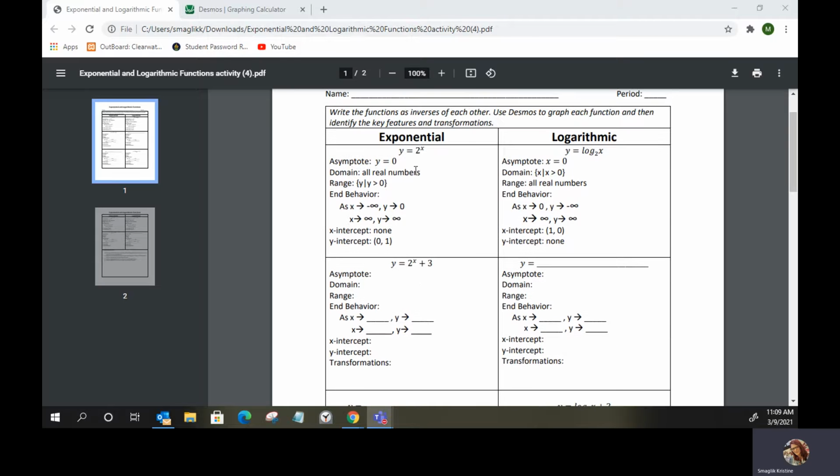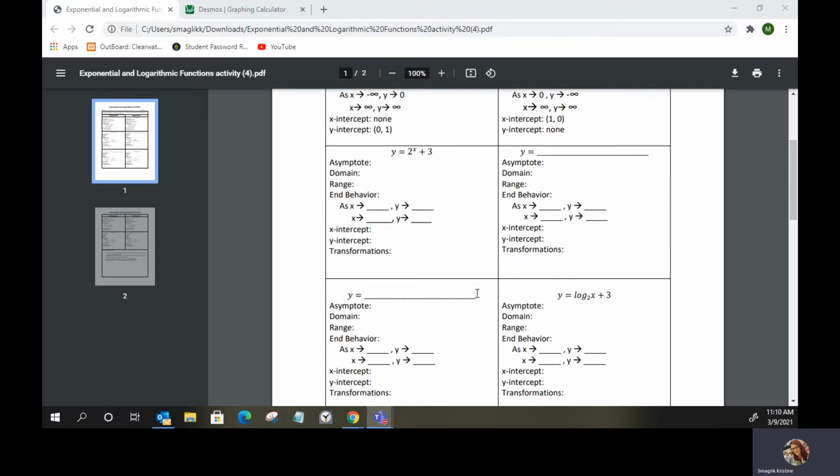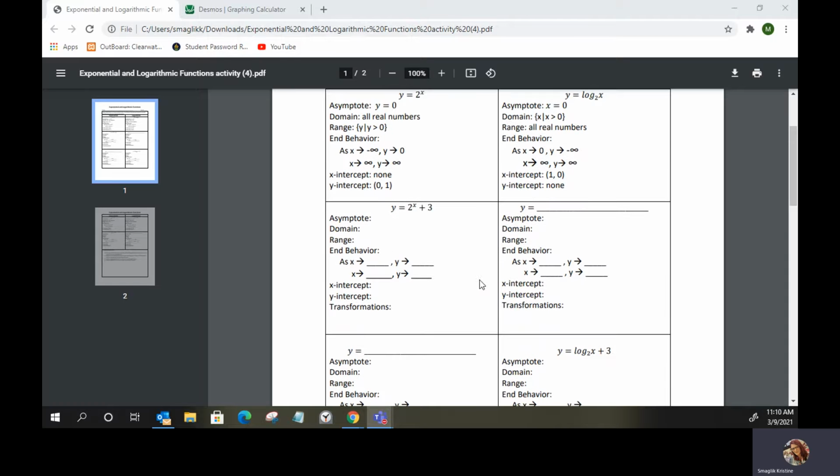Then I also want you to think about transformations from your exponential. From here would be your parent function. So what happens when we go from here, your parent function, into my function y equals 2 raised to the x plus 3, to whatever you're going to fill in here, the inverse, log base 2 of x plus 3. And you'll also compare at the end what you're noticing between the inverse relationships between these two functions.